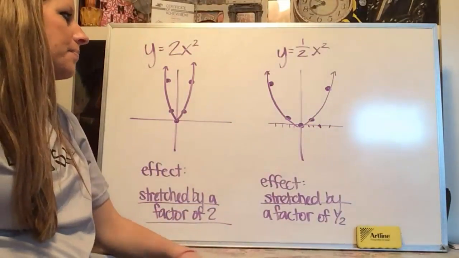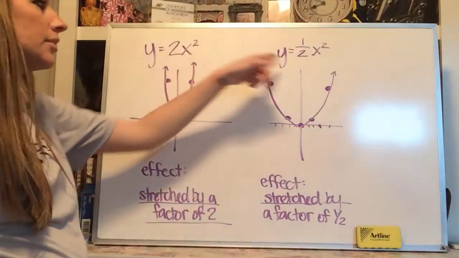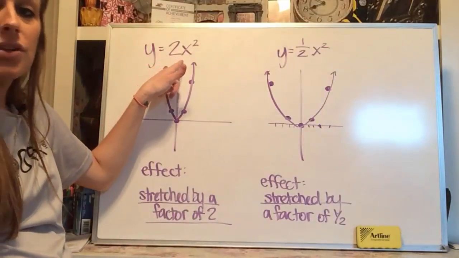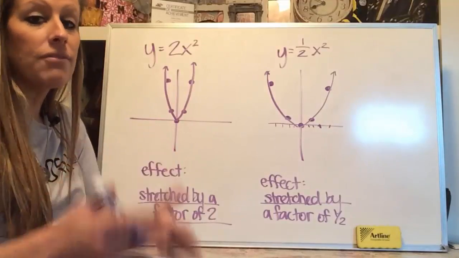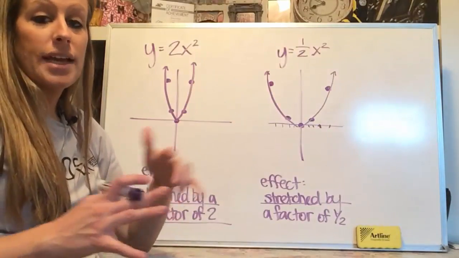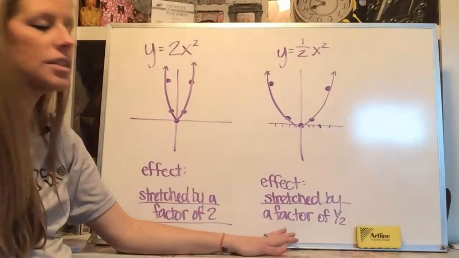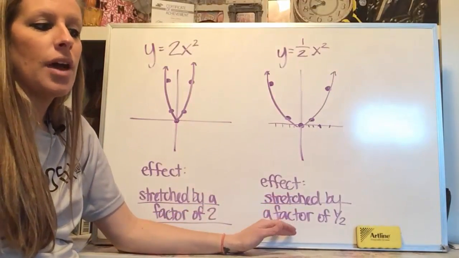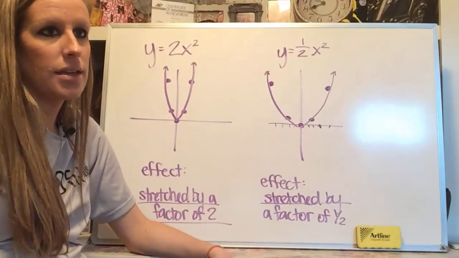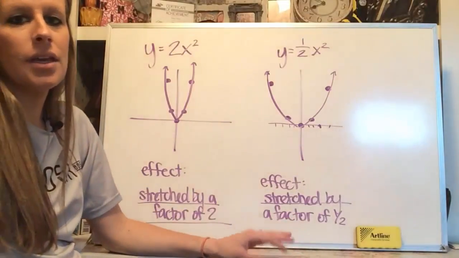So you can always say it's stretched by a factor of whatever number's in front. If you would rather say that if the number's bigger than 1, it's narrower, I'm fine with you saying that. If the number in front is less than 1, if you want to say it's wider, that's fine with me too. Either one. This is just easier to remember. Anytime you have a number in front, it's stretched by a factor of whatever it is. It's a lot easier to remember. But either one, it's up to you.